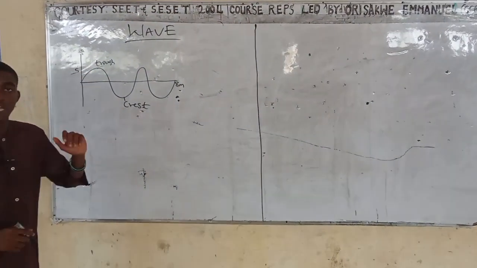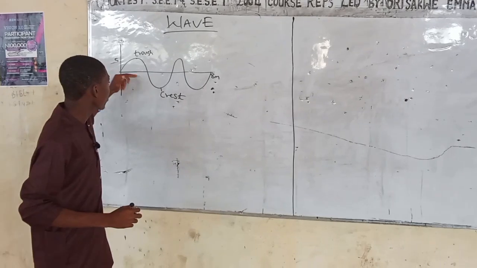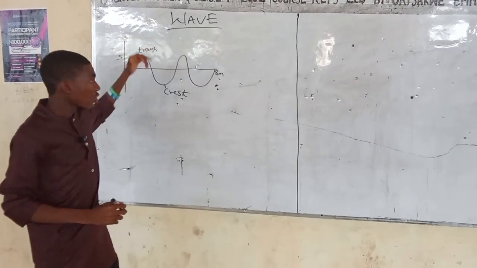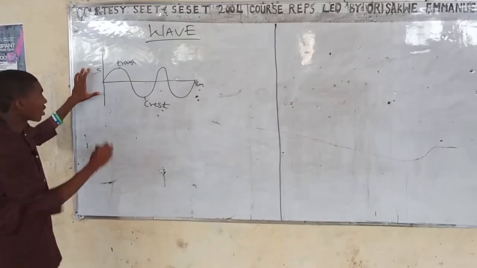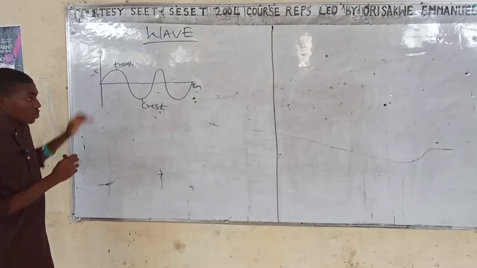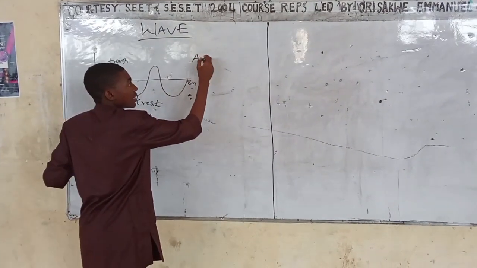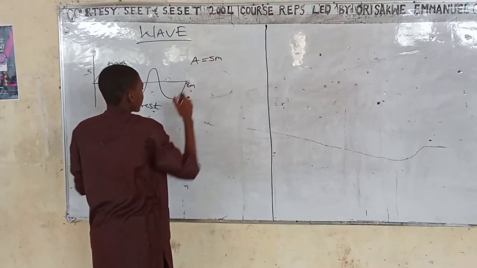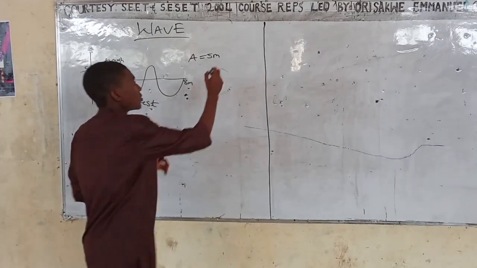Now, the amplitude is the distance from your middle line to your trough. So from this sinusoidal graph, from here to here is 5. So obviously our amplitude A equals 5 meters. So we have found our amplitude.